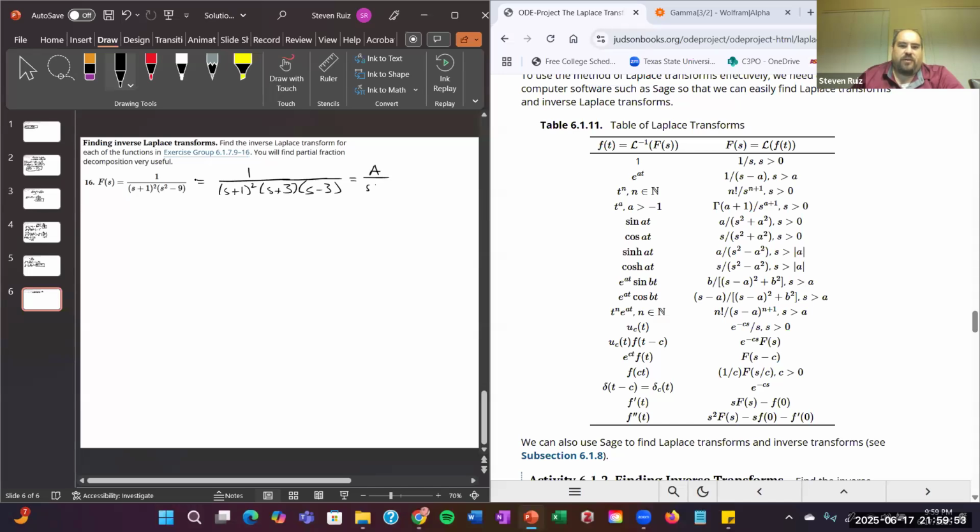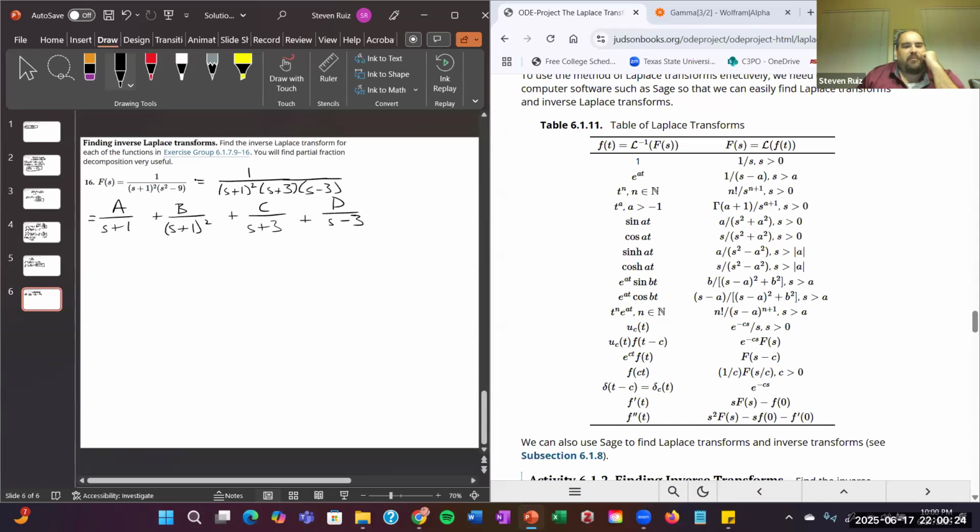A over s plus 1. I'm going to take it to a different line. A over s plus 1, plus B over (s plus 1) squared, plus C over s plus 3, plus D over s minus 3. So, I got 4 unknowns to solve for. That's okay.